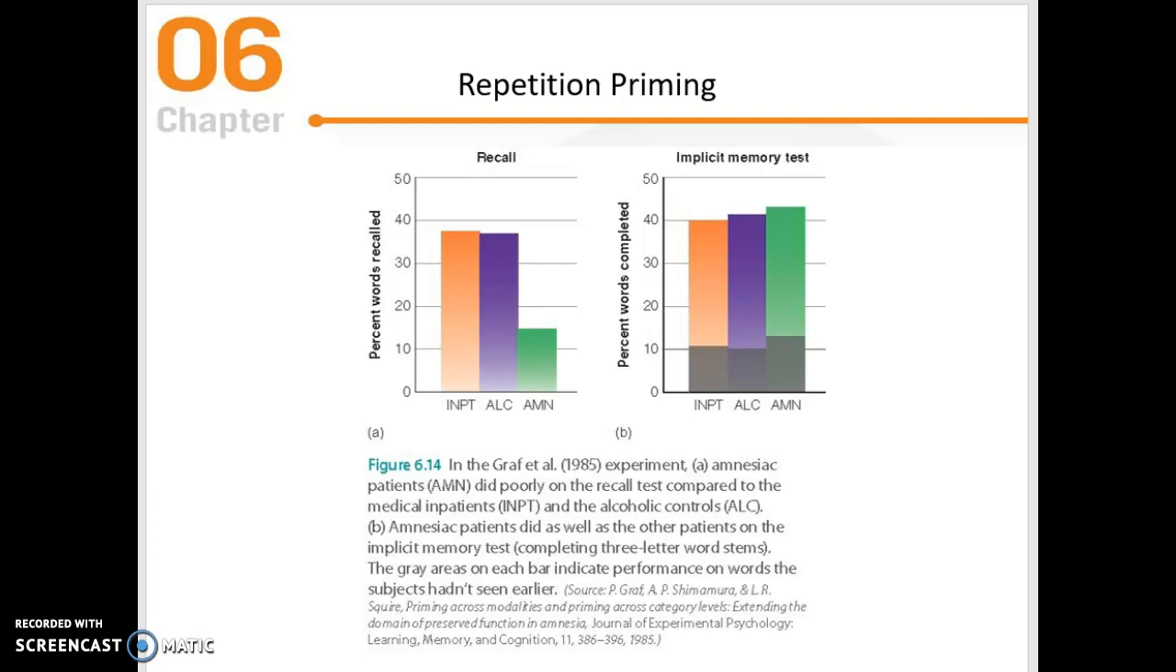So this tells us a little bit about how implicit memory works, and these are some examples of how we know that implicit memory is really a phenomenon that occurs. And that ends our first chapter on long-term memory.